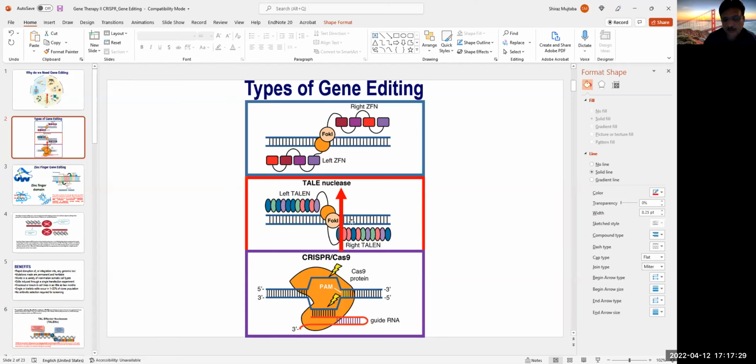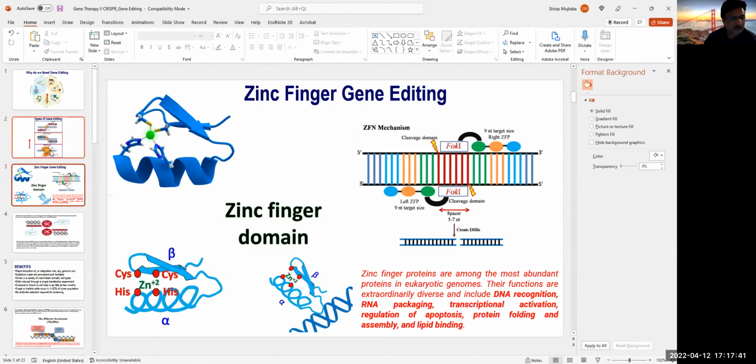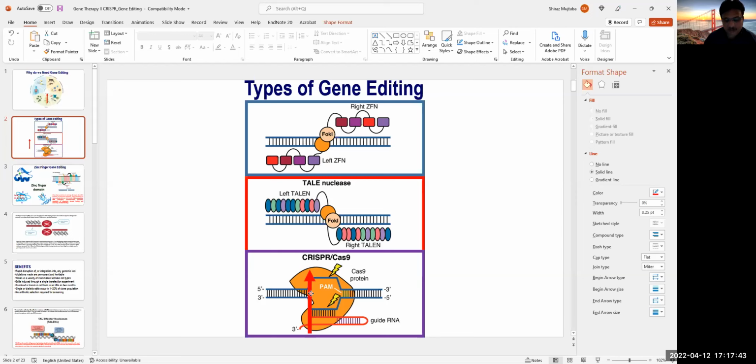The second is TALEN nuclease. This also can bind to a specific sequence of the DNA, and they can bring some change. The third and the most effective in today's day is the CRISPR-Cas9 system. So these two are still at a lab stage. People are trying to understand or use them. But with the discovery of CRISPR, maybe around 2012 or 2013, it has become very popular and is being used worldwide.